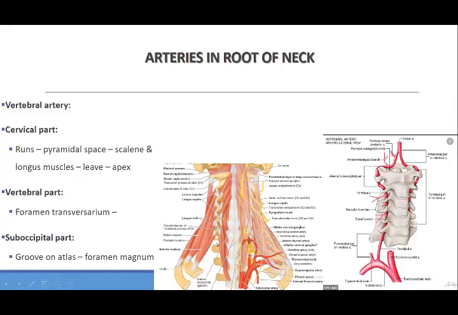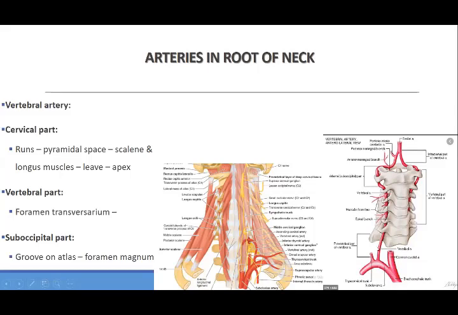So this triangular space lodges the vertebral artery. At the apex of this space, ये vertebral artery है. इसको काटा हुआ, this is the other cut end of the vertebral artery. At the apex of this space, the vertebral artery leaves this part of the neck, लेकिन it still remains in the neck, लेकिन at a different side.